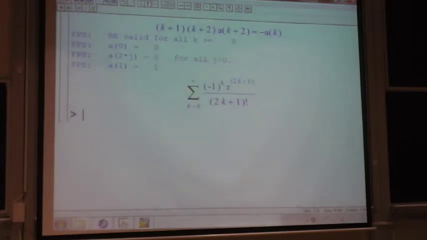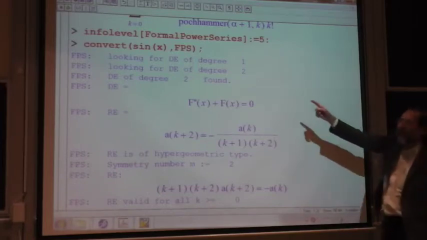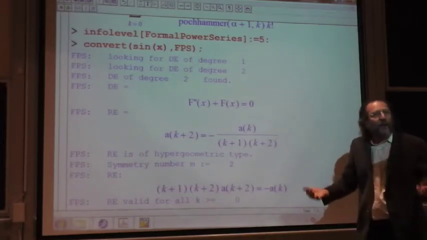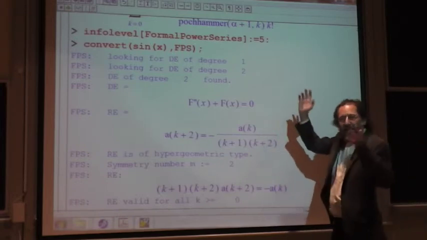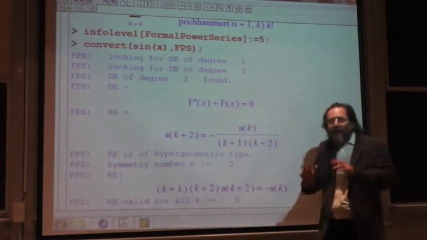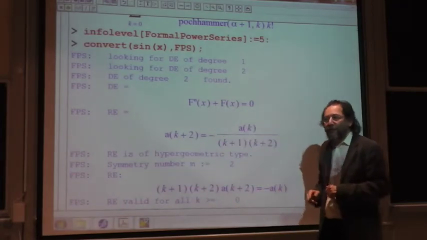And here is what we did. It shows you exactly what we do. For the sine function, we try to find a differential equation of order 1. We are not successful. We try to find a differential equation of order 2. We are successful. Here you go. And it could be any holonomic differential equation, not just one with constant coefficients.